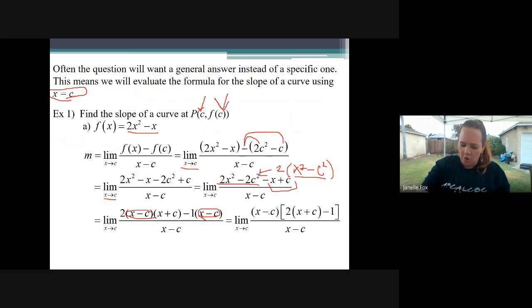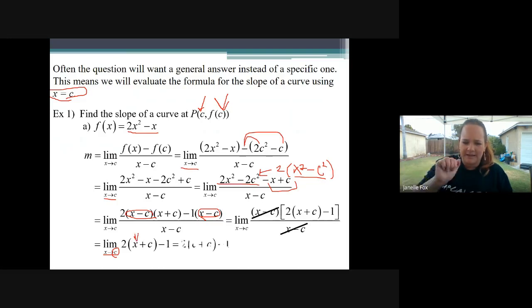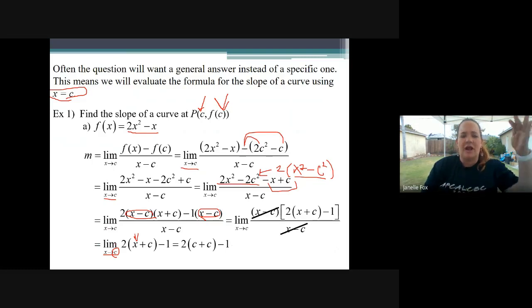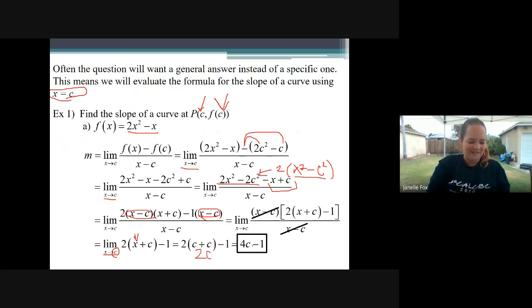And now, so beautiful, so exciting, these two cancel. I know. And all you're left with is the limit as x approaches c of 2 times the quantity x plus c, and then minus 1. And now we can finally plug in c for the x value right here, and it won't zero out. So I'm going to plug in c. You don't have to write the limit anymore because you've now plugged in the value. You get 2 times c plus c, minus 1, and that simplifies to be 4c because c plus c is 2c, and 2 times 2 is 4, and our answer is 4c minus 1.